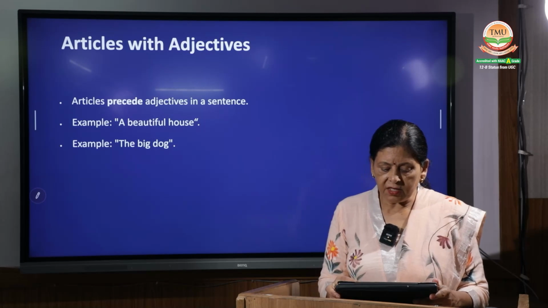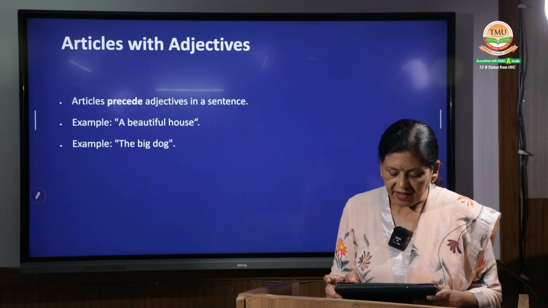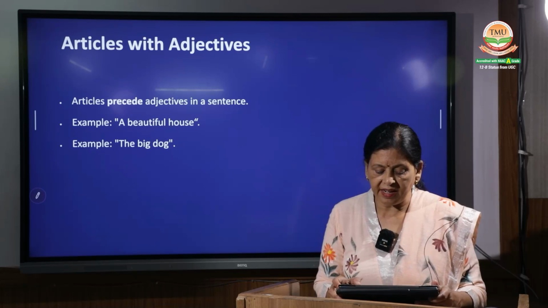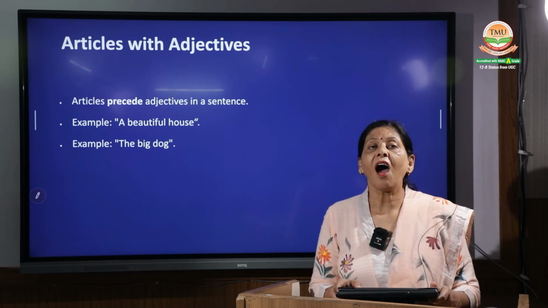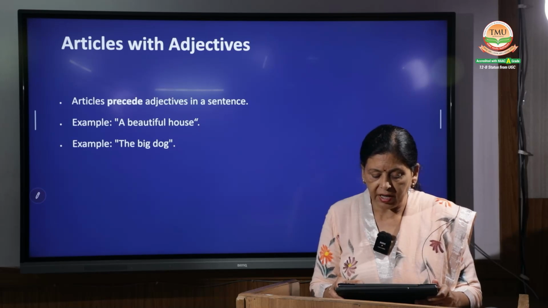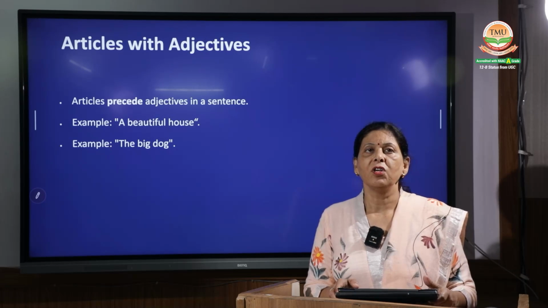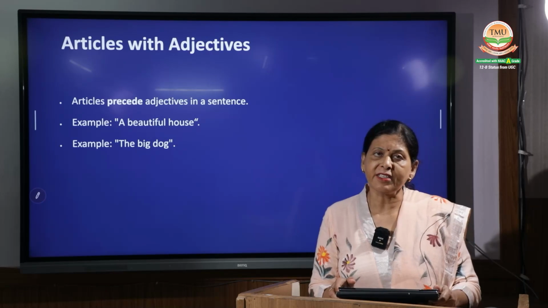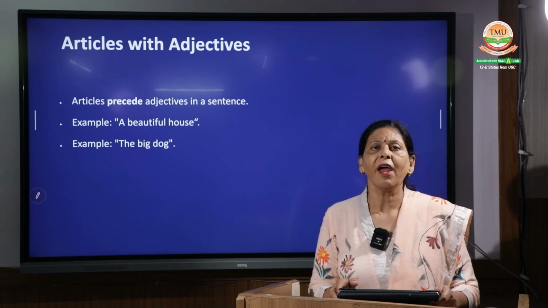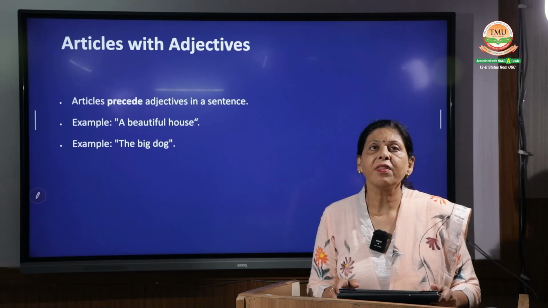Then articles with adjectives. Now, what are the articles with adjectives? That is, articles precede adjectives in a sentence. Means articles are used before an adjective in a sentence. So here we see the example, a beautiful house. So we are using a before an adjective. Articles are placed before adjectives. A beautiful house.